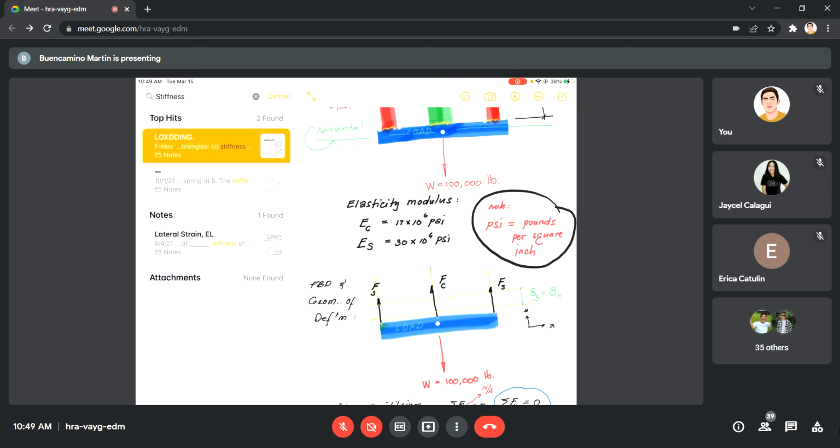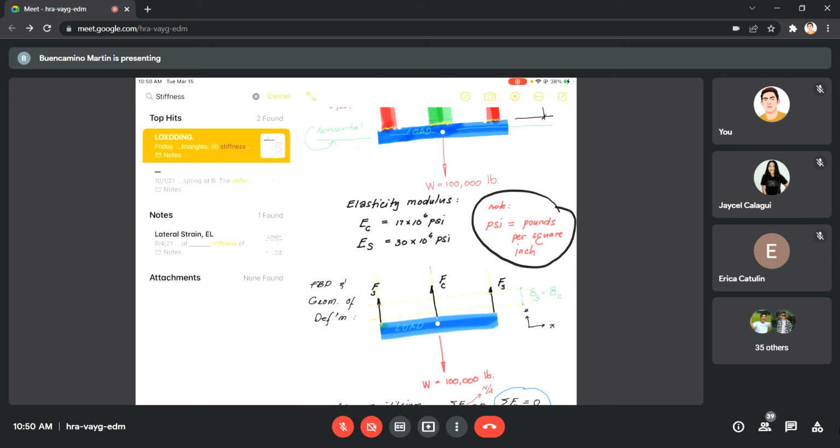Okay, so we can also see that there can only be one equilibrium equation that we can employ here. We cannot even employ summation of moment about any point equals zero because it is also not applicable. We are only interested in the equilibrium of forces along the vertical.